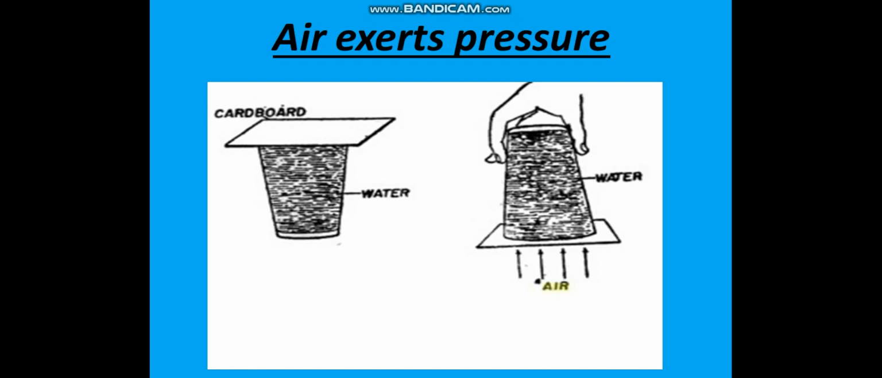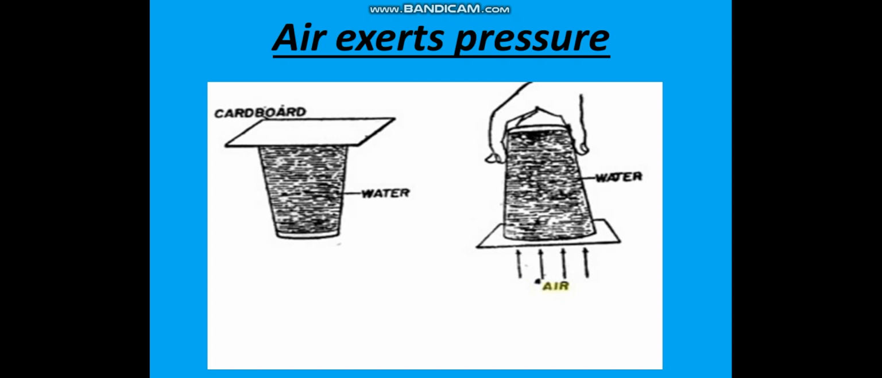Now, here is one more experiment which you can do at your home and you can conclude how air exerts pressure. In this, we will take a glass and fill it to the top with water. Place a stiff cardboard or paper over the mouth of the glass. As you can see, you have to place it like this. Place one hand on the paper and turn the glass with water upside down.